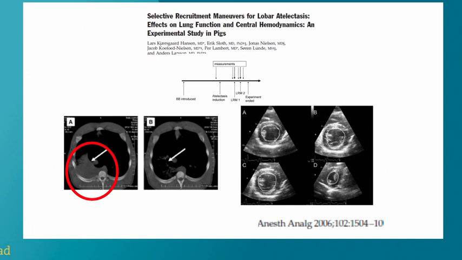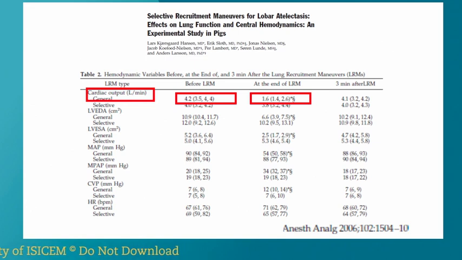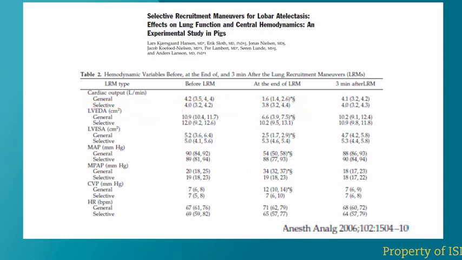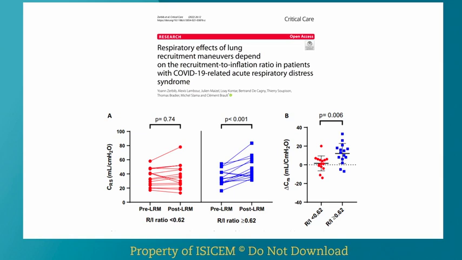because it's really the demonstration that if you apply the recruitment maneuver and you don't open the lung, you will induce hemodynamic failure of the patient. But in contrast, here you will see that by creating experimentally in a pig a small lobar atelectasis, which you can see on the CT scan, and then applying a general recruitment maneuver in the lung, you have a drop of the cardiac output. In contrast, when they did a selective recruitment maneuver on the atelectasis, you have no change of the cardiac output.